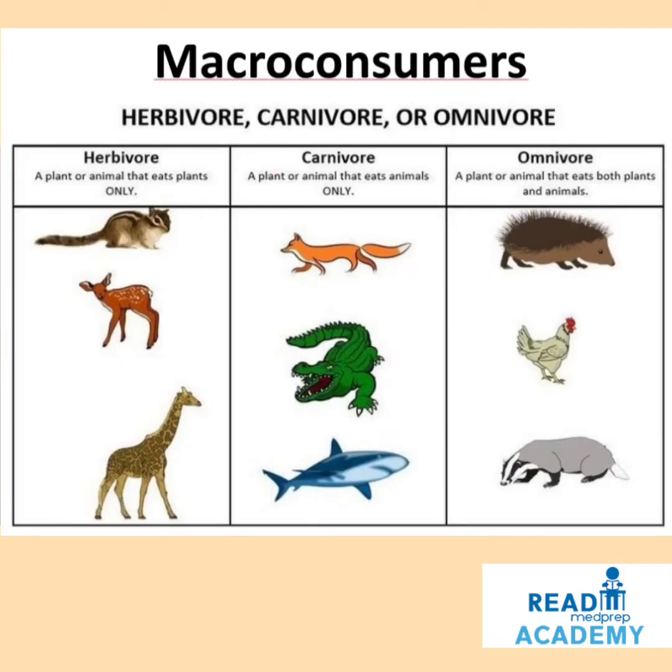Here in this image, you can see the macro consumers of different types. The herbivores are the plant or the animal that eats plants only. For example, the squirrel, the deer, the giraffe. Carnivores are plants or animals that eat only animals. Example, the fox or wolf, the crocodiles, the sharks in the oceans. Omnivores are plants or animals that eat both plants and animals. Example, the porcupine, the hen, the bear.